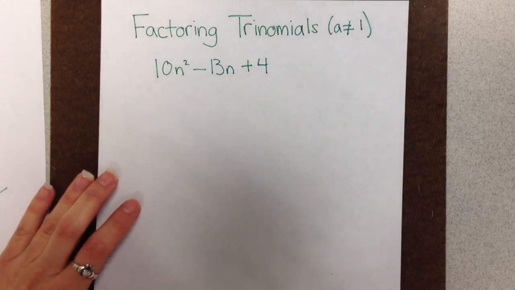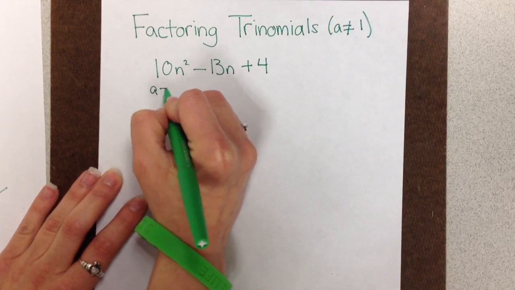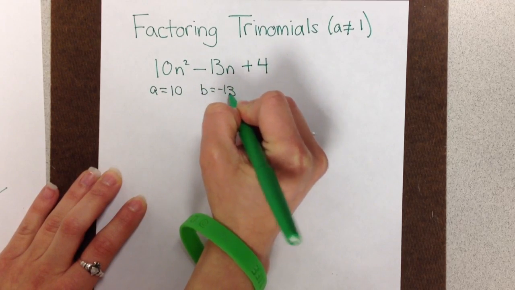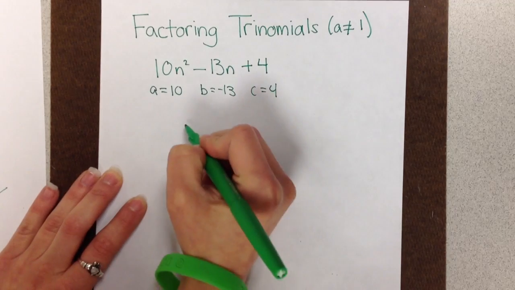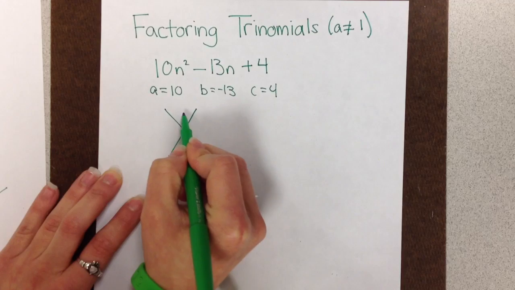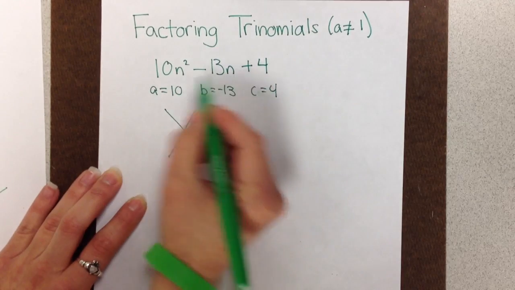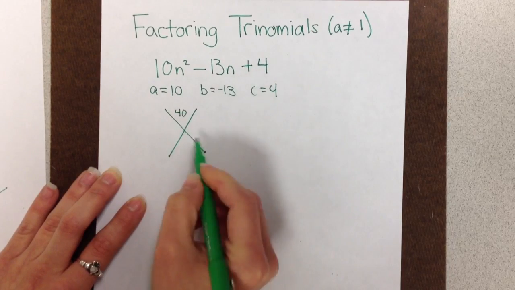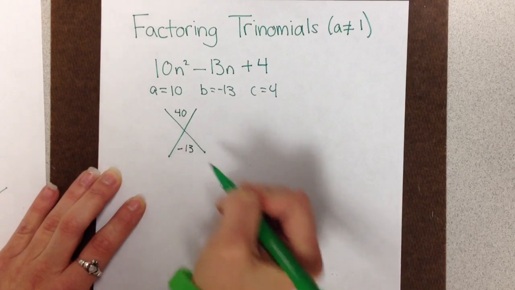So the first step is to determine our a, b, and c value. Our a value is positive 10, our b value is negative 13, and our c value is positive 4. Then we're going to put that into our x. Remember, at the top of the x, we say, what multiplies to a multiplied by c? So 10 multiplied by 4 is 40, but adds to our b value, which is negative 13.